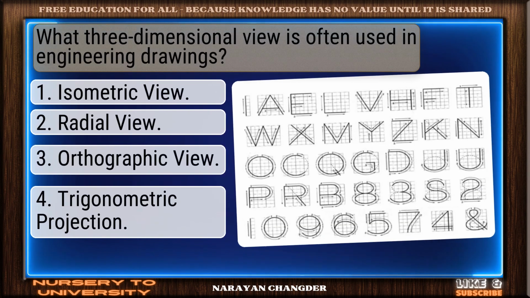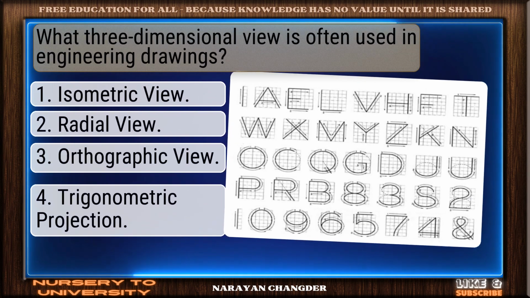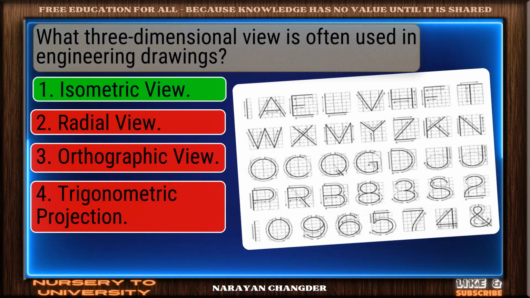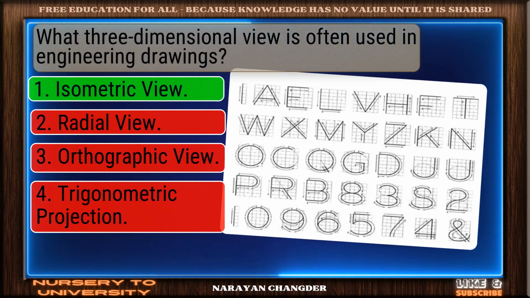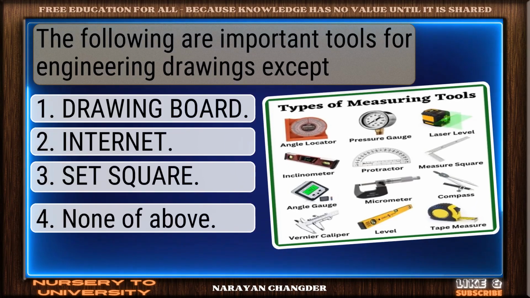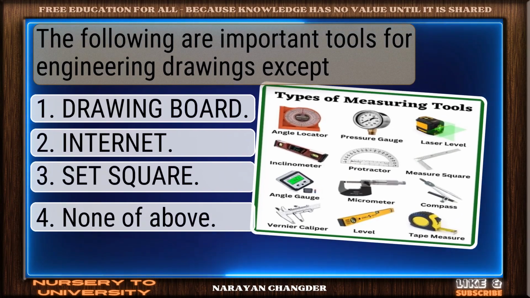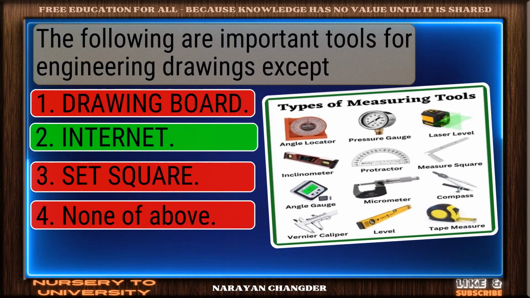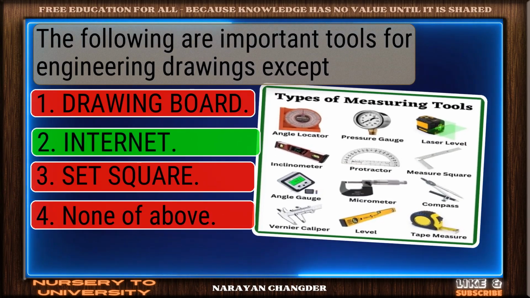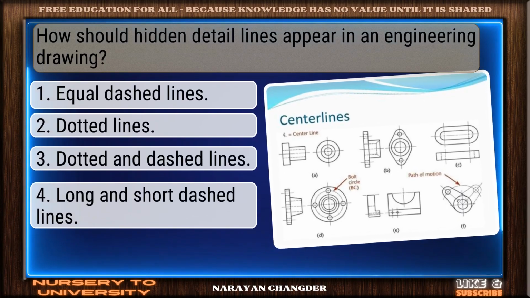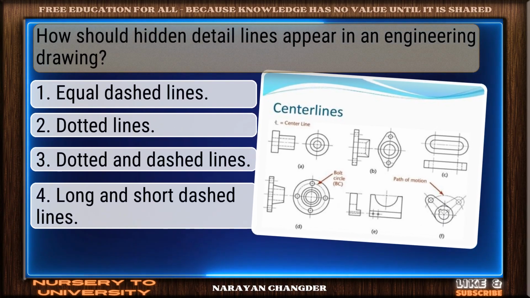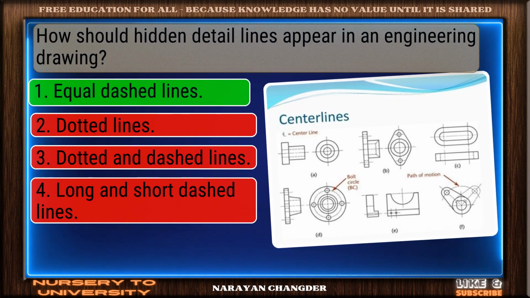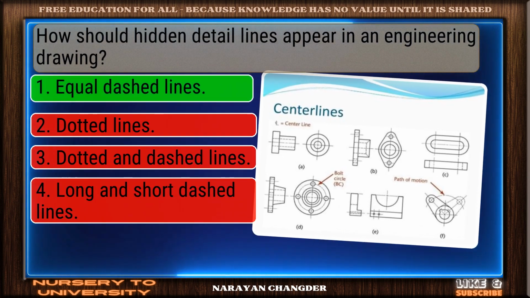What three-dimensional view is often used in engineering drawings? Solid response. A symmetric view is a valid choice. The following are important tools for engineering drawings except. Correct response. Internet is the most accurate answer. How should hidden detail lines appear in an engineering drawing? Equal dashed lines is the right answer.